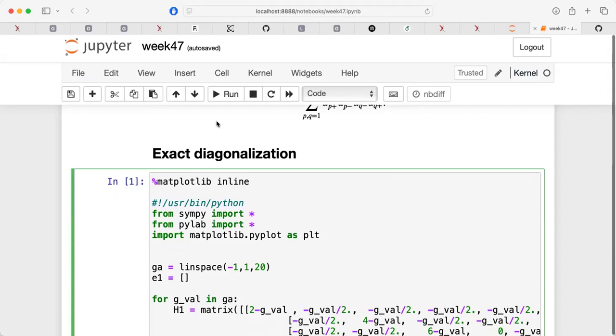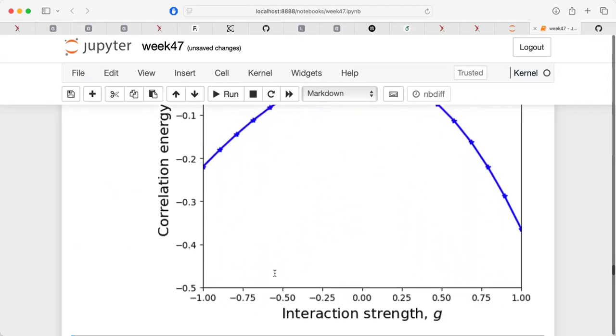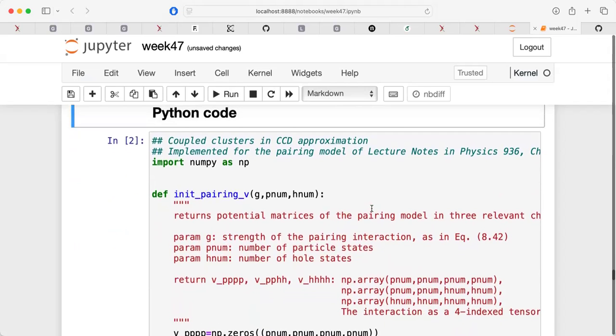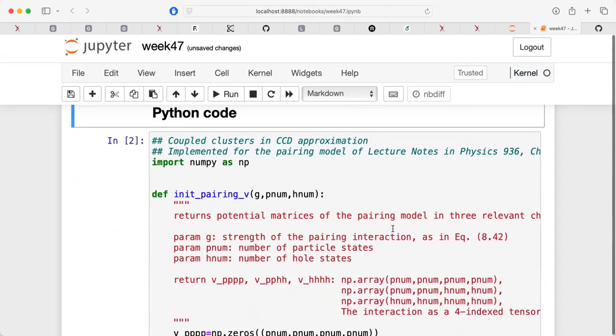The thing which I'm going to do here is simply to run first the exact diagonalization. If you look at the last values, minus 3.644, then if you continue here, there is actually a code which is taken from a textbook I wrote, Lecture Notes in Physics, Chapter 8. This is Lecture Notes in Physics 936. There we also discuss the pairing Hamiltonian. In that book, you will find a solution to the second midterm.